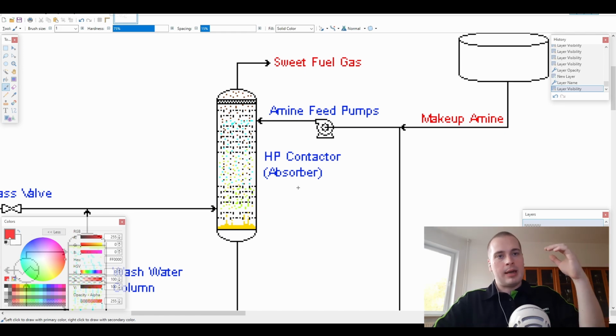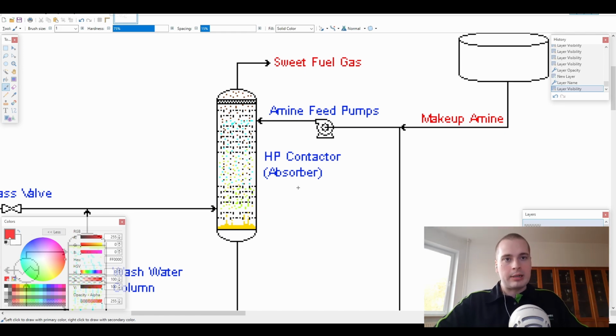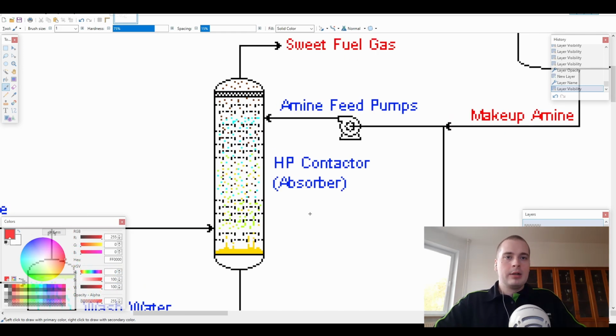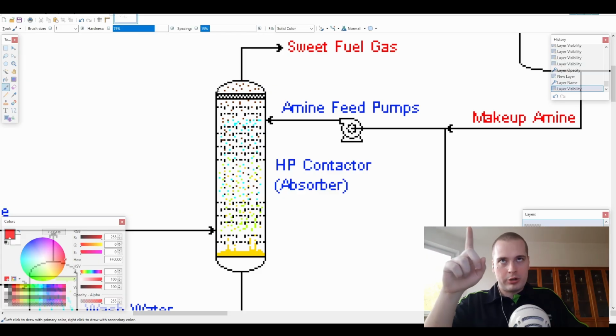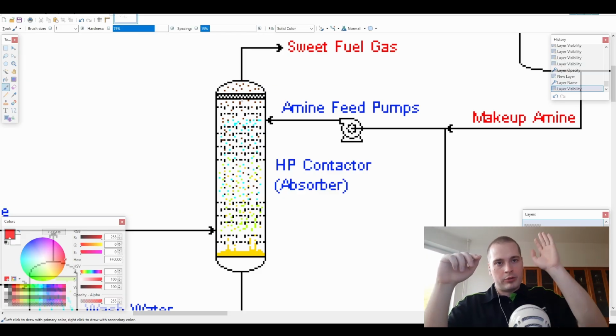What enters our high pressure contactor is lean amine. I don't know if we talked about the temperatures yet, but our lean amine has to be slightly hotter than the acid gas in order to avoid cooling the acid gas and causing the vapors to condense. By the way, I forgot to mention that there's also a mesh screen demister here to not let the vapors and liquids pass the top, right?